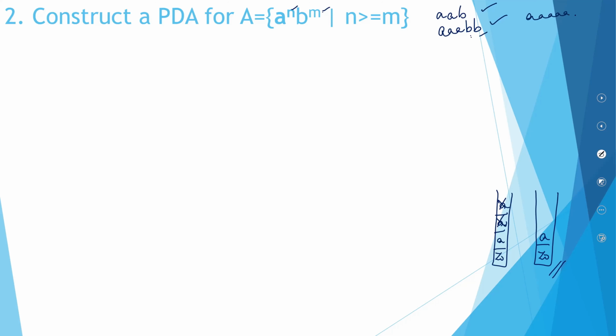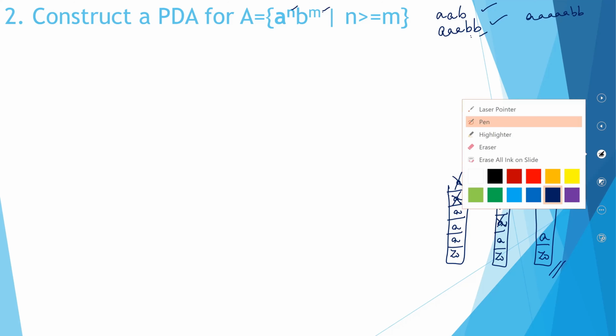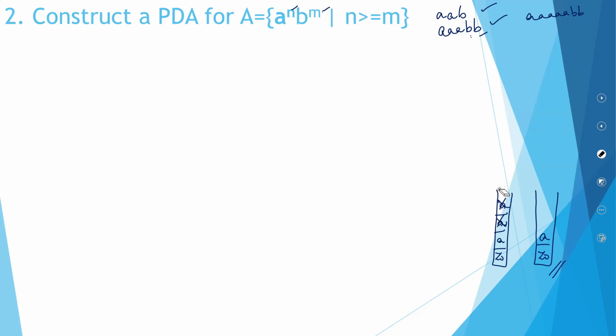Let's imagine a case like this. 5 A's, 2 B's. So you'll have a stack like this. You'll have Z0, and 5 A's inside your stack: 1, 2, 3, 4, 5. You encounter 2 B's. So at the end of the day, your stack should have some A's remaining. That is the basic logic behind this particular push-down automaton. Go on pushing. At the end, you should have A's remaining inside your stack.